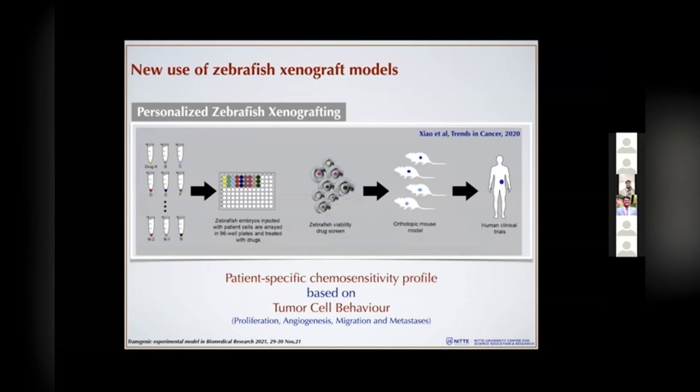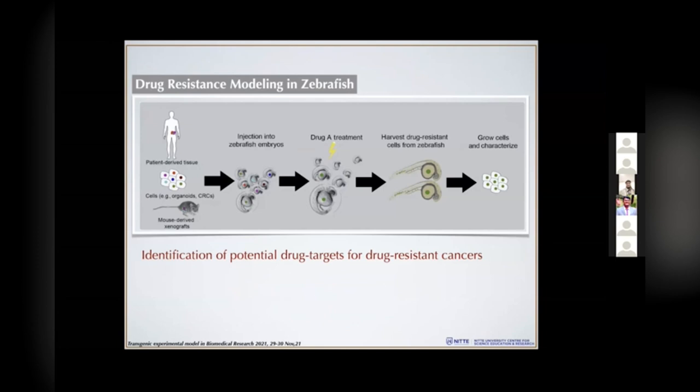So here you are looking at the tumor cell behavior, or how you look at the chemosensitivity. You look at chemosensitivity by seeing whether the cells are able to proliferate, whether the drug is able to prevent angiogenesis, whether the cells are able to migrate, or whether they are able to metastasize. The other way of doing it is on the next slide. Go to the next slide, Akshat.